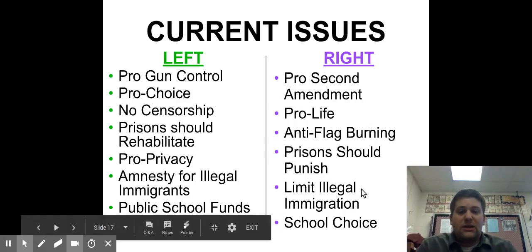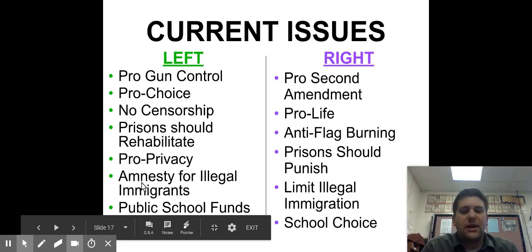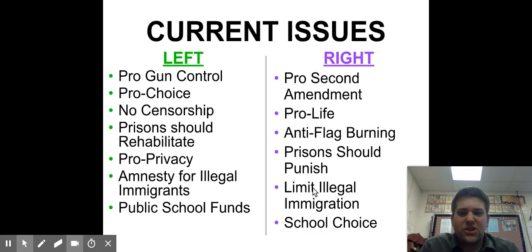They would like to limit illegal immigration. Conservatives would say, look, we have way too many illegal immigrants from all over the world in this country, and those people are breaking the law. And they need to be punished for the law that they broke, whether that's through deportation or through fines. Most would not be for amnesty like many of the people on the left side would be. Some are, however. That's starting to change a little bit.